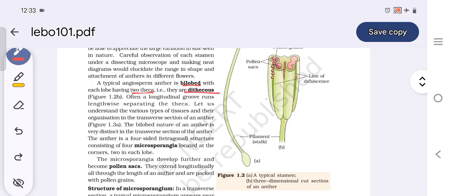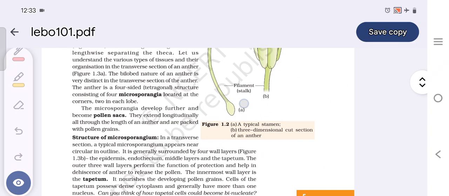Moving ahead, the anther is four-sided, so it becomes tetragonal in structure, and all these have a scientific term behind them. It's called the microsporangia. In other words, microsporangia is the pollen sac. So in lower classes, what we learn as pollen sac has a new name here, which is microsporangia. In the next paragraph itself, you have an important sentence telling that the microsporangia further develop into pollen sacs.